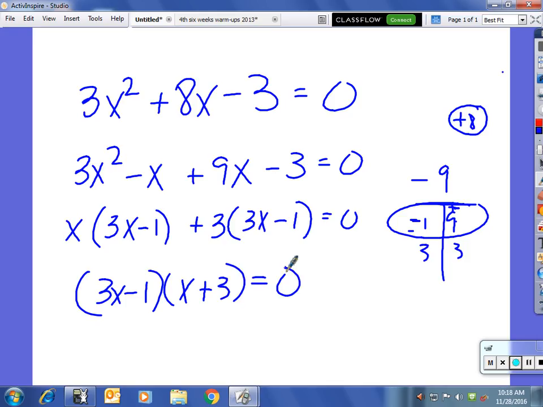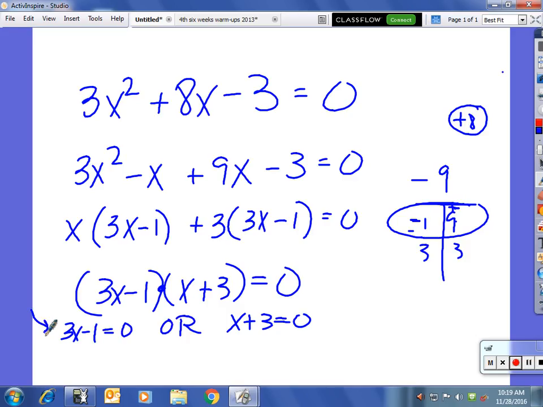x plus 3. On our old problems, that's where we stopped. We were factoring, and that was it. It never equaled anything before. Now it equals something. We can't stop yet. Now we have to do that extra little step. Each factor has to be set equal to 0, and you've got to solve it for x. So if this times this equals 0, that means 3x minus 1 could equal 0, or x plus 3 could equal 0. And here's what we just practiced right here.